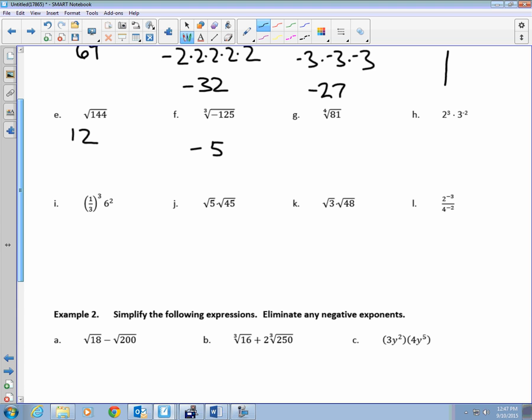What do you multiply by itself 4 times to get 81? 3. 2 to the third times 3 to the negative 2. Ooh boy. Write it so it doesn't have a negative. How would I write that so it doesn't have a negative exponent? 1 over 3 squared. Thank you. Now that we don't have a negative, now we can actually work the problem out. What's 2 to the third? 8 over 9. 8 ninths.